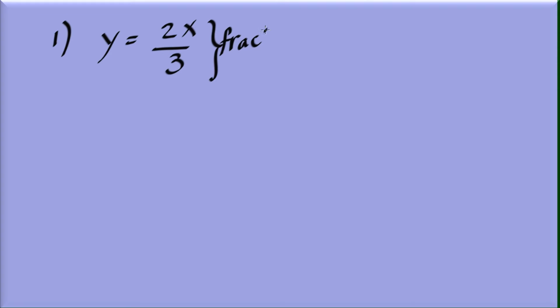So let's go ahead and apply this formula, or quotient rule, with this set of examples. Okay. So let's say example number one. Say y is equal to 2x over 3. Now this is a fraction. This is a fraction looking expression. So you can use the quotient rule.